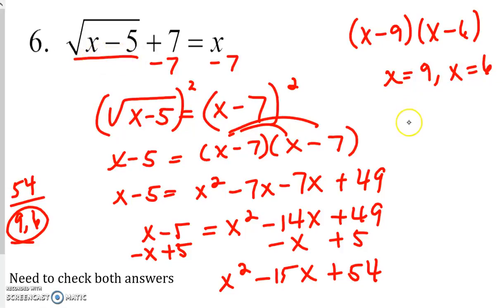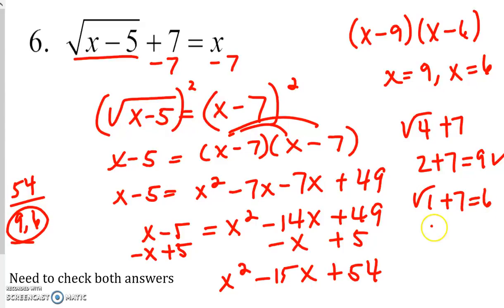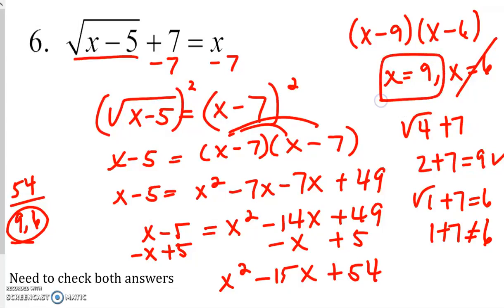9, so if I do 9 minus 5, it's 4 plus 7. The square root is 2 plus 7. Does that equal 9? Check. When I put in 6, it's the square root of 1 plus 7. Does it equal 6? 1 plus 7 does not equal 6. So 6 is not my answer. Only 9. Okay.